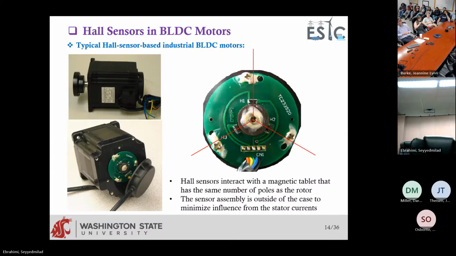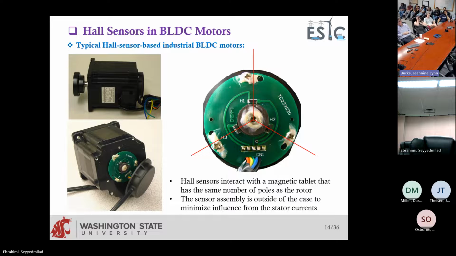So what we do is we put three Hall sensors here that basically detect whether you're under the N pole or S pole of the rotor, the magnets that are mounted on the rotor. But we don't usually put the Hall sensors inside the machine because we just want the signals to interact with the magnetic field from the poles, the magnets of the rotor. We also know that there is a magnetic field inside because of the current flow in the stator winding. So because of that, we take the Hall sensors out.